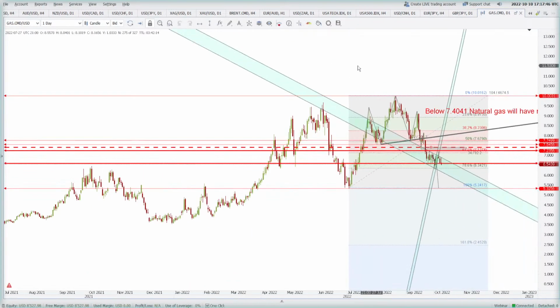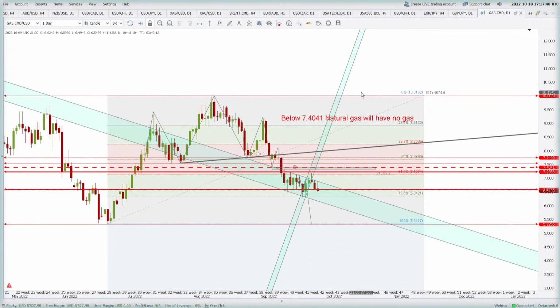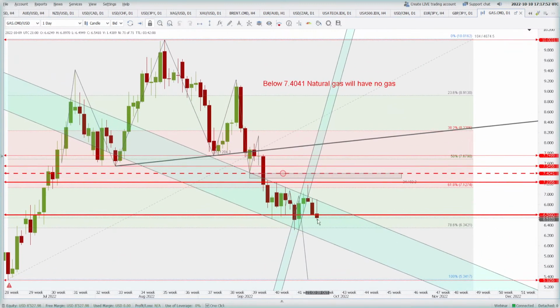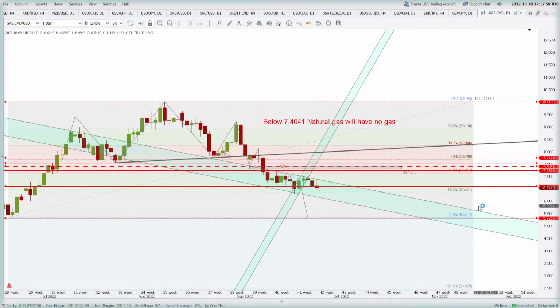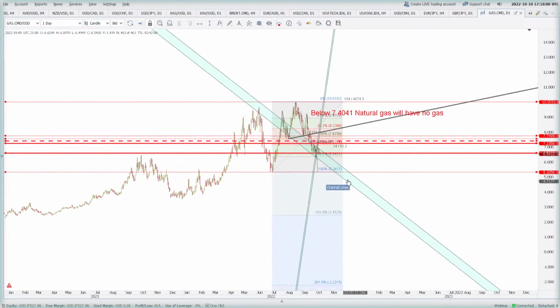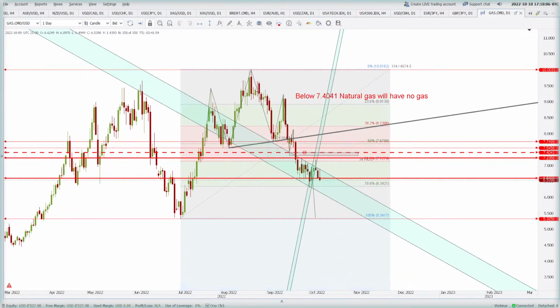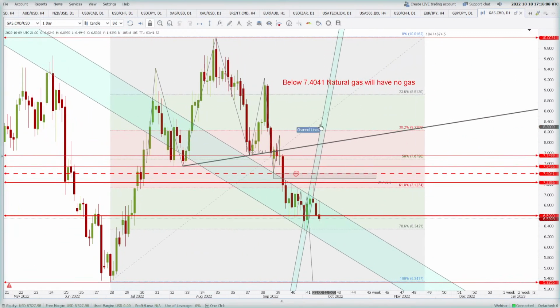Last is the gas. Well, we are bearish in the gas. Looking at today's bearish pin bar, I will be more bearish now, because 5.325 is what I'm expecting in this market. The market of course can go beyond that, it can go and sell below 5.325 also, but this is the minimum level that I'm looking for being bearish. And like we always say, below 7.54041 natural gas will have no gas.